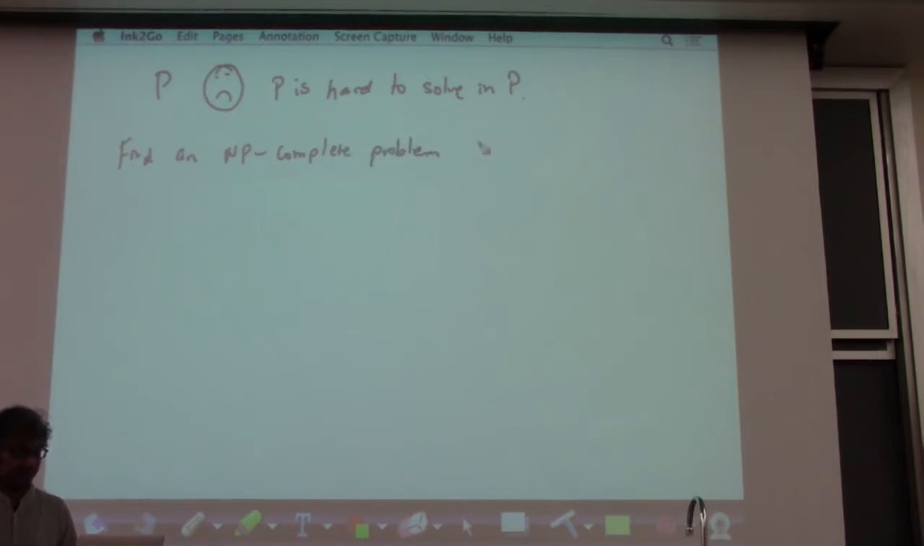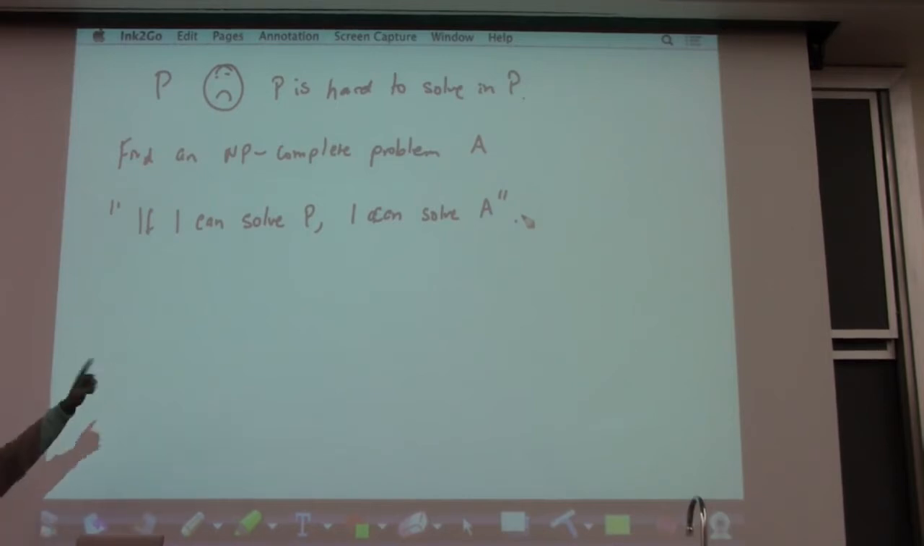Let's call it A. And then show that if I can solve P, I can solve A. So suppose I can show this second statement here. Then I feel very happy with myself. Because now I'm going to go back to the person who gave me problem P to solve and say, look, if I could solve what you asked me to do, I would solve A. A is NP complete. So I'd be solving a whole lot of other problems at the same time.